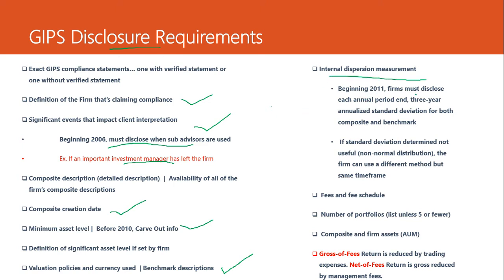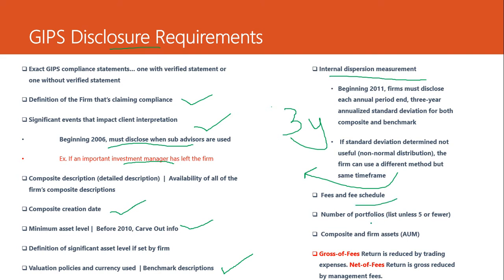Beginning 2011, firms must disclose each annual period end 3-year annualized standard deviation. And if standard deviation is not useful for the firm, so if it's a private equity firm, standard deviation might not be that applicable. So in that case, they might use another method, but they have to disclose it.